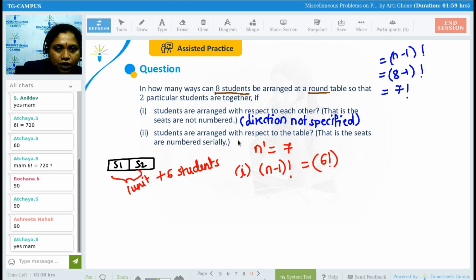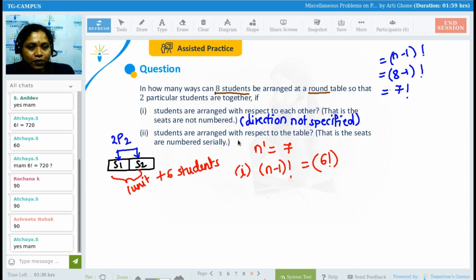Okay, now this is not the complete solution. We have to always keep in mind that S1 and S2 can always change their position internally. Yes or no? S1 first, S2 second, or S2 first, S1 second. So these two students are not in a circular path. They are always considered as a linear arrangement. Clear? So that will be two students at two places, that is 2P2, so it must be multiplied with the 2P2 value.